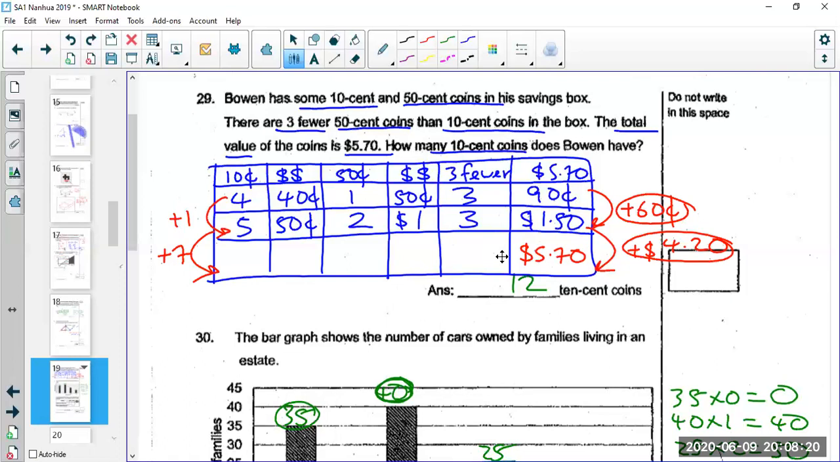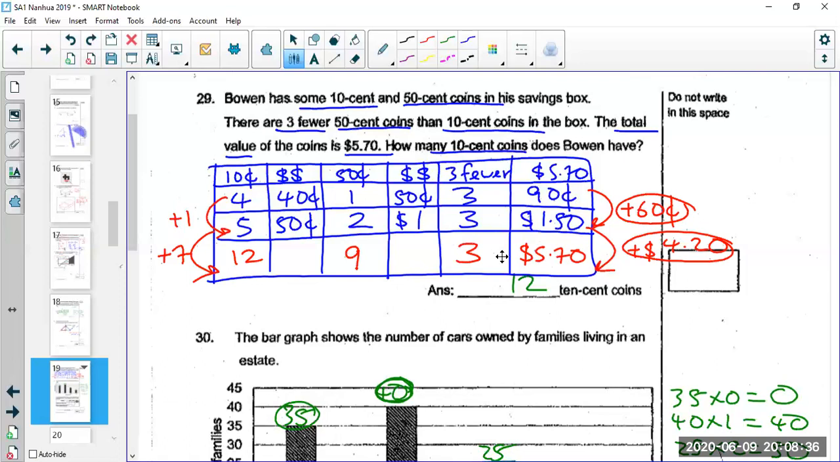There will be 12 already. 5 plus 7 is 12. Okay? But how do you check? How do you know whether this answer is correct? Then you fill in all the other boxes. So if there are 12 10-cent coins, how many 50-cent coins? That will be 9, because 12 minus 9 is 3.